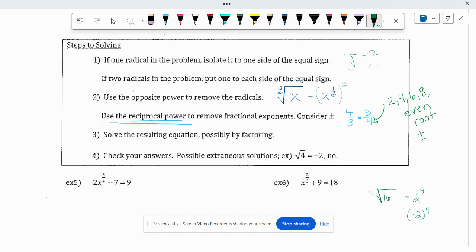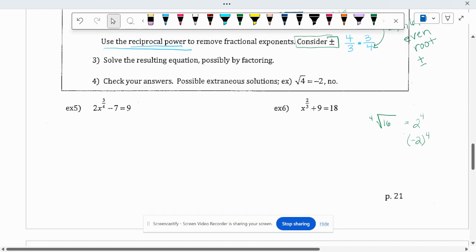So we're going to use reciprocal powers to remove the fractional exponent, but I want you to remember this plus or minus. This is when your denominator is going to be an even number. Then you solve the resulting equation, possibly by factoring. Check your answers. Remember, you cannot have extraneous solutions. A square root does not equal a negative number. Okay? So we're going to start right in with our first example.